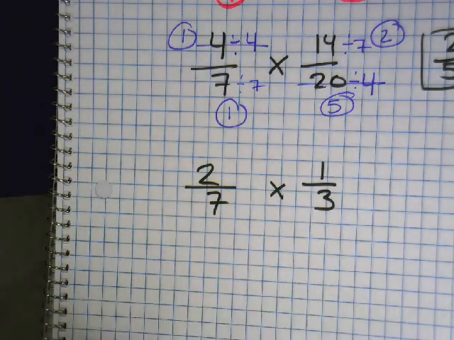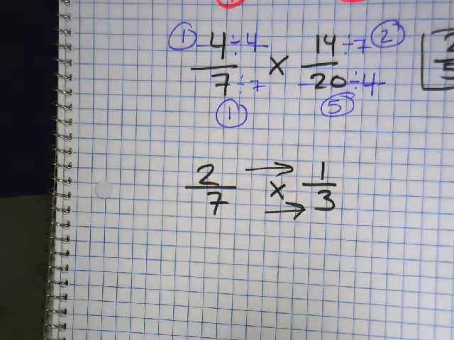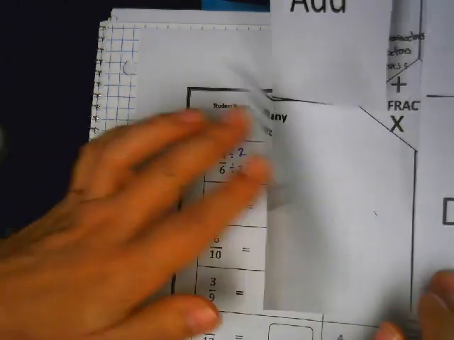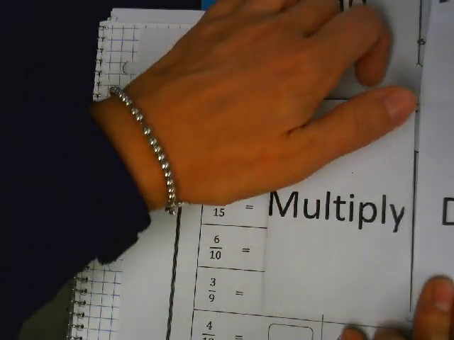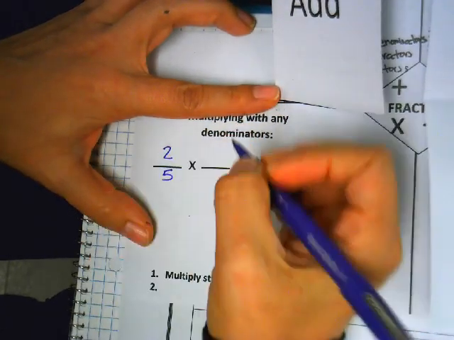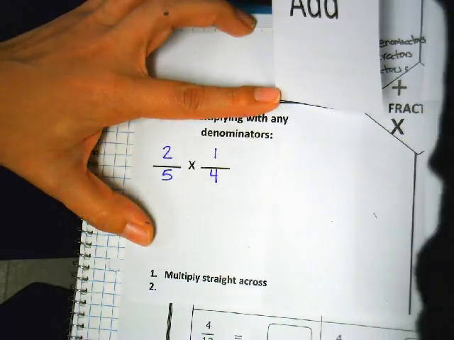And all you have to do then is just multiply straight across. So always check to see if your corners work. If they do, great, use it. If they don't work, then you just multiply straight. So again, we have your multiply section. You're going to open up your multiply section. Let's say I have 2/5 and 1/4.